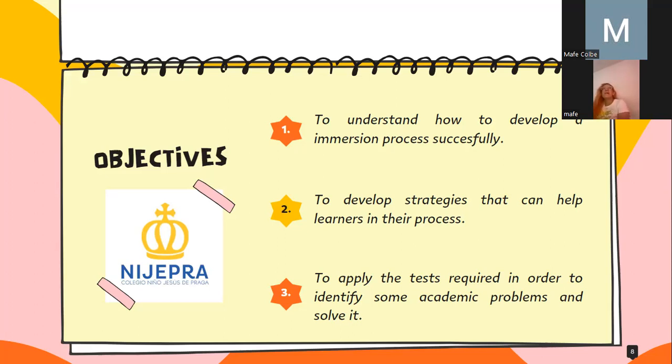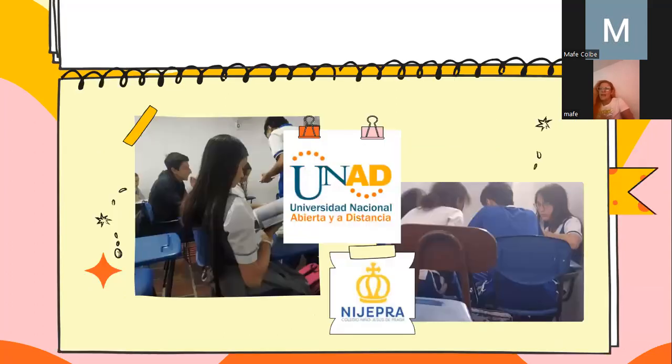And some of them were really motivated to learn and to understand many things, but some others were so difficult. And the third one was to apply the test required in order to identify some academic problems and solve them. That was really good because we could detect those problems and attack them.